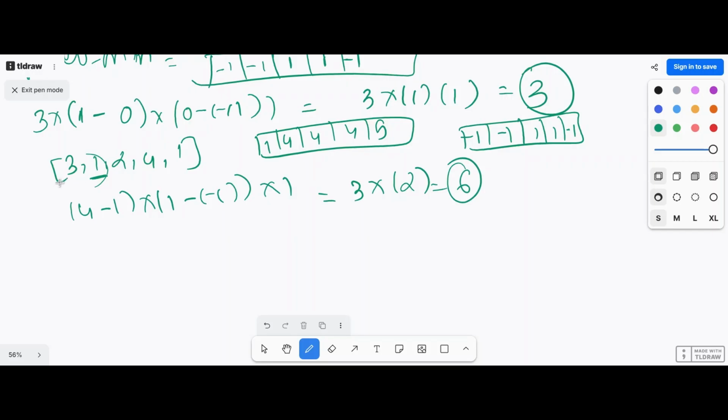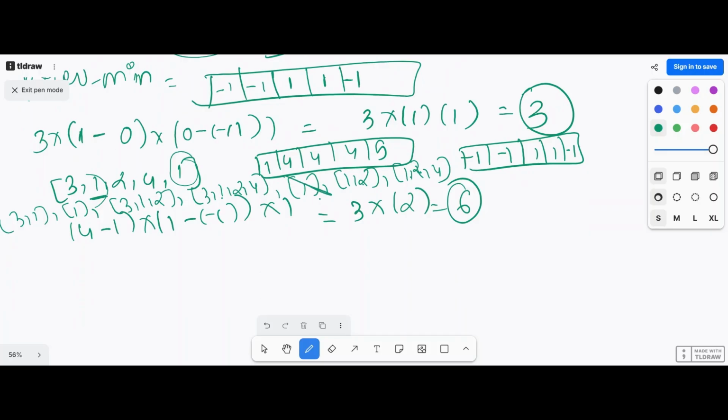Which are the 6 times? Should I write it? 3 1, only 1, 3 1 2, 3 1 2 4. Does 3 1 2 4 1 come? No. There this one will come, because we have considered next minimum equal. 1 1 2 1 2 4. Right? 1 2 3 4 5 6 7. 7 times it was coming. I have taken this 1 two times, so 6 times it's coming.